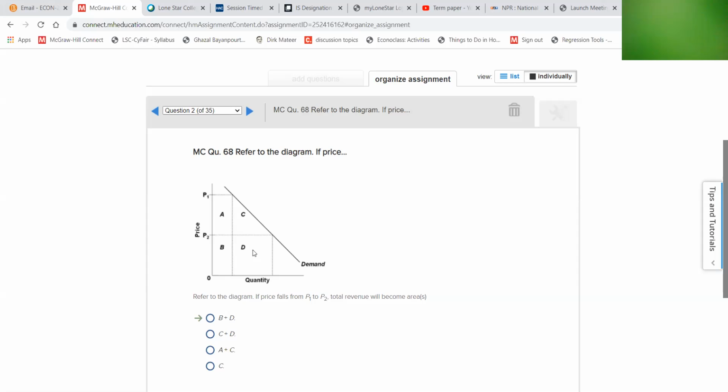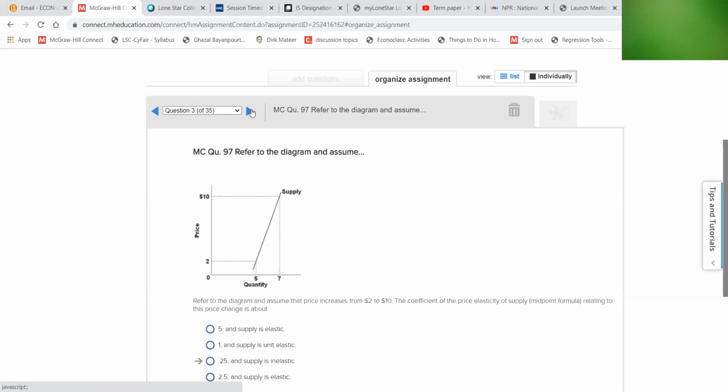I'm not sure why some of you missed it, but the total revenue is A plus B when price is P1, and it's B plus D when price is P2. So instead of just giving you numbers, I gave you a graph and letters, but the concept is still the same. For number 3, you are calculating the price elasticity of supply. I believe it was a practice question. I'm not sure about the exact numbers, but we had a very similar one for the practice question.